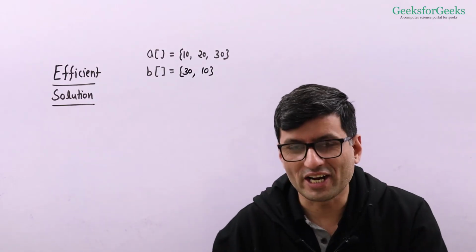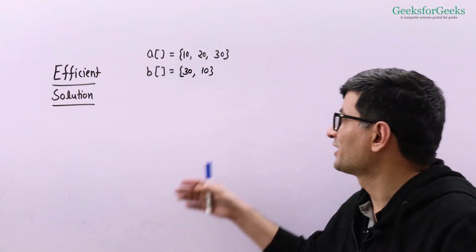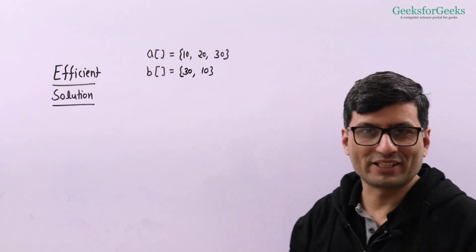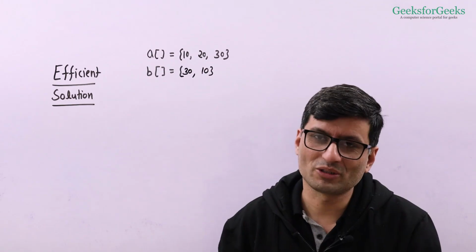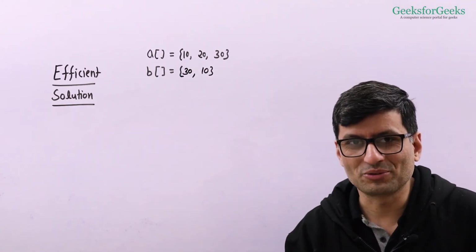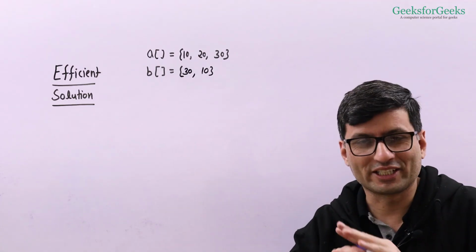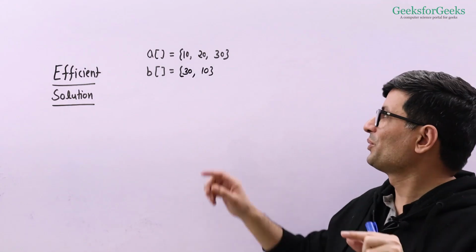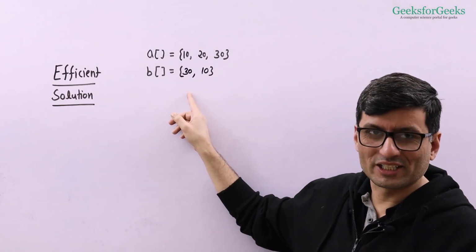Let's now talk about the idea for the efficient solution. Let's say we have these two arrays and you must have guessed that we are going to use hashing to solve the problem. Now a question for you: the first thing that you will do is you will create an empty hash table, right? Now which array elements you will insert into the hash table?